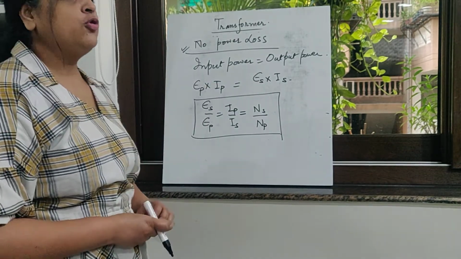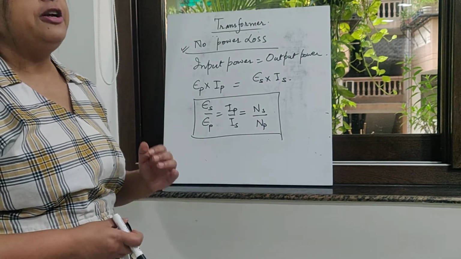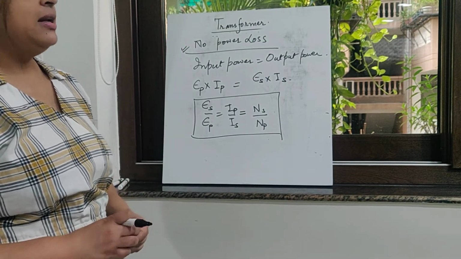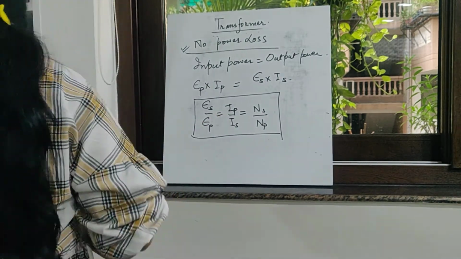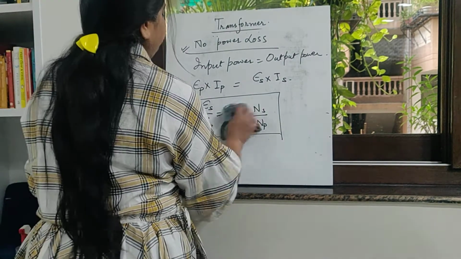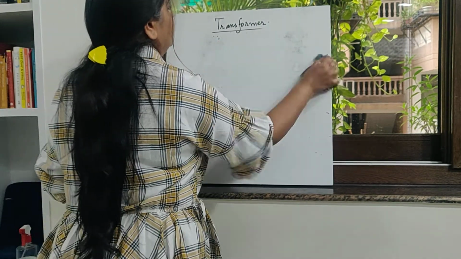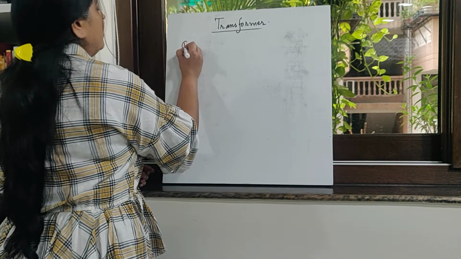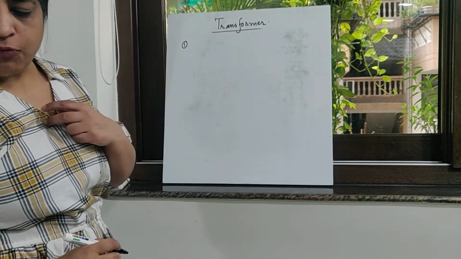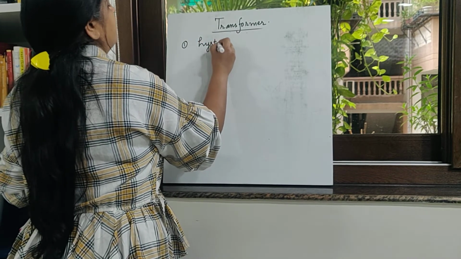The other thing that I told you in the beginning of the video is that we will be learning about the different losses that can happen in a transformer. So I'm just erasing this, and you will understand each and every loss one by one. The first loss that happens in a transformer is the hysteresis loss.